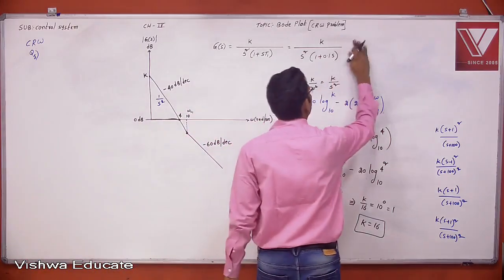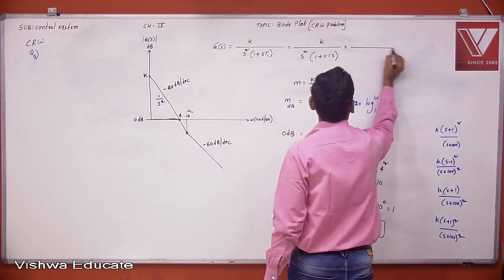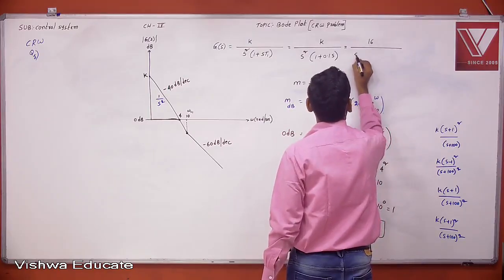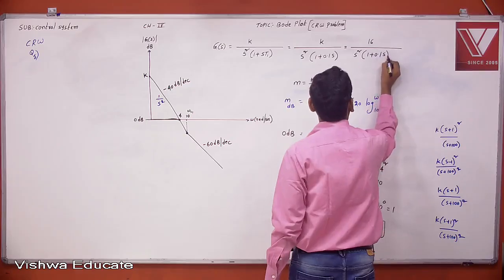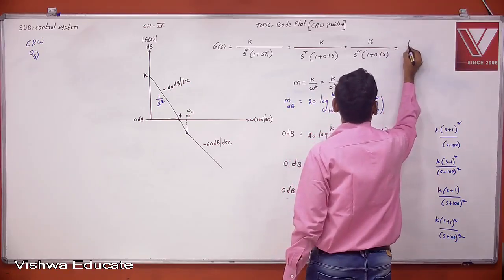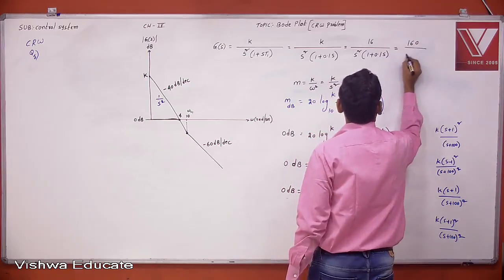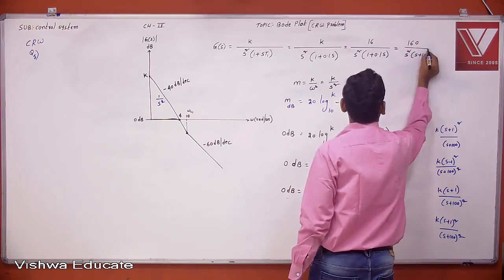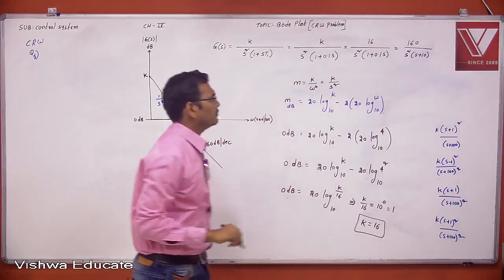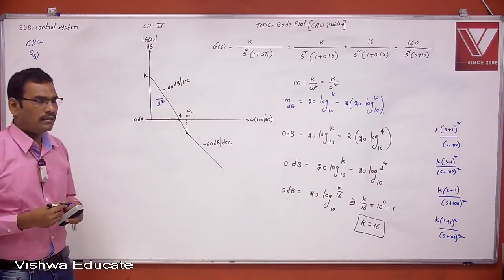So therefore this is nothing but 16 by s square into 1 plus 0.1 into s. In the time constant form, in the pole-zero form, it is 16 by s square into s plus 10. Okay, note down this.